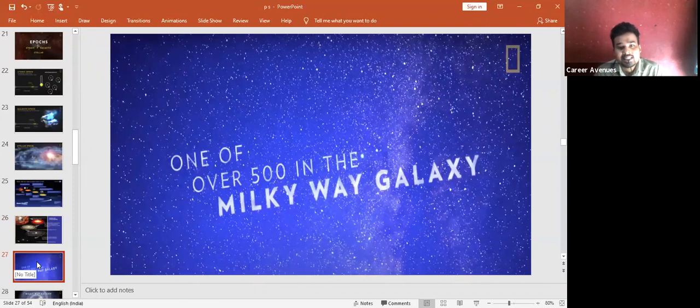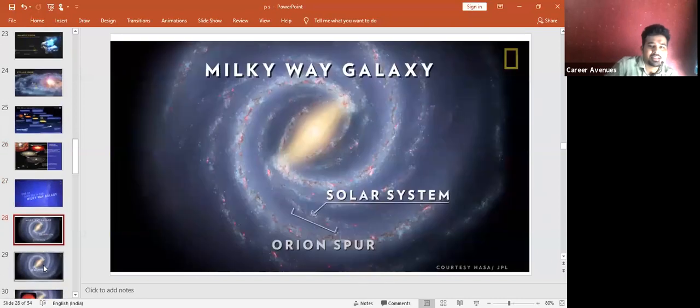So our Milky Way galaxy is one of the 500 in this cluster. Each galaxy combined together forms clusters. In this cluster we have our Milky Way galaxy. There are billions of galaxies in the entire universe. We don't exactly know how many, but it is more than a billion, I guess. So this is our Milky Way galaxy.